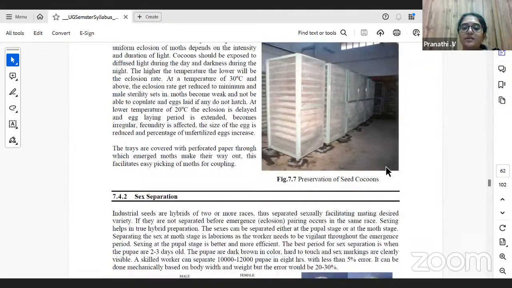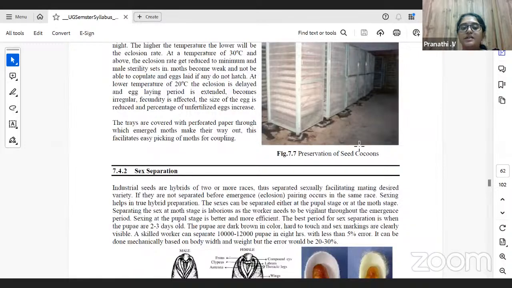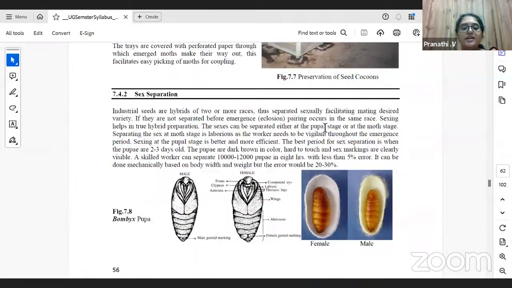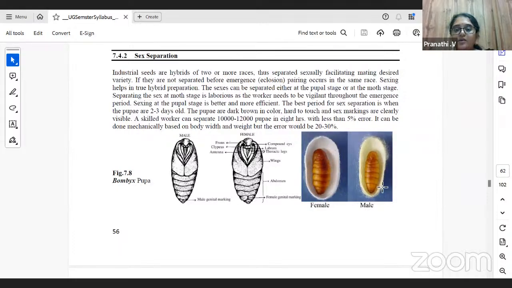The trays are covered with perforated paper through which the emerged moths make their way out, and this facilitates easy picking of the moths for coupling. So you can see how the preservation of the seed cocoons is done. If you carefully notice, you can see the cocoons present in each tray. Industrial seeds are hybrids. You can see the male and the female, and you can make out the difference sexually. You can see the genital markings over here. So they are going to be different.